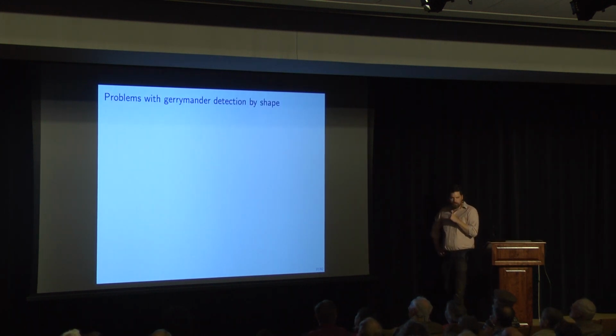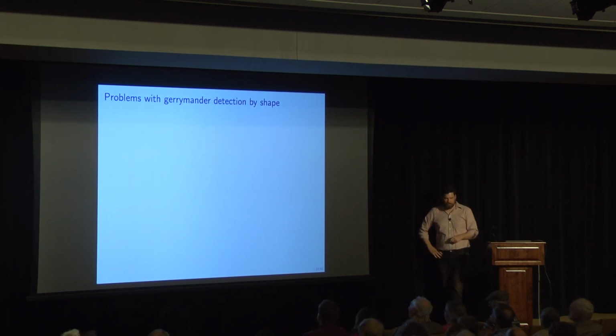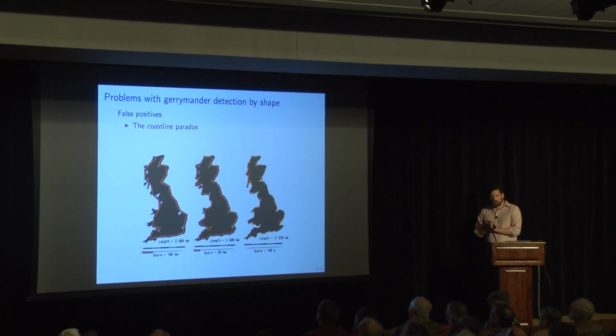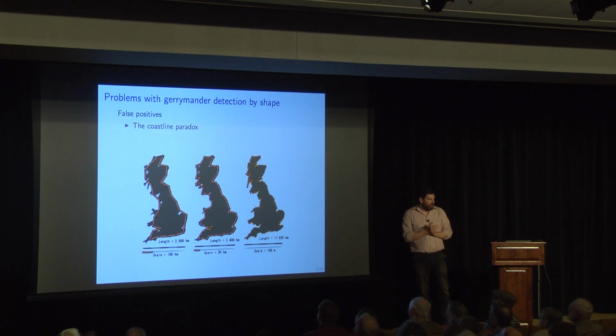There are some problems with using shape as signal for a gerrymander, especially for a partisan gerrymander. Let's talk about some issues. There's going to be false positives and false negatives. A false positive is when you say it's a gerrymander when it's not actually a gerrymander. A false negative is when you say it's not a gerrymander when it actually is.